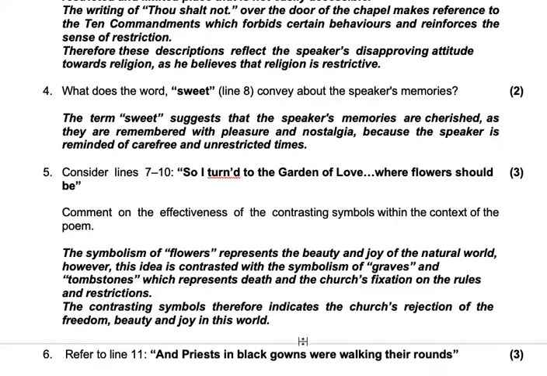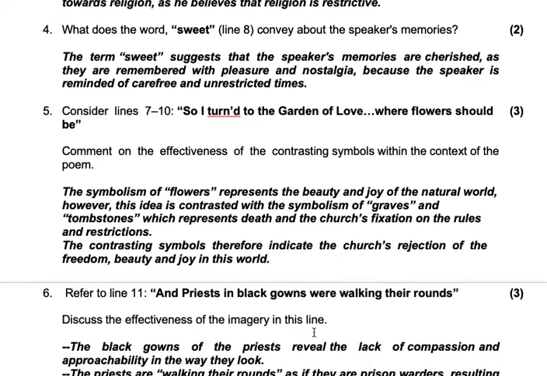However, this idea is contrasted with the symbolism of graves and tombstones, which represents death and the church's fixation on rules and restrictions. Right? The contrasting symbols therefore indicate the church's rejection of freedom, beauty, and joy in this world. Okay, so I hope I explained to you effectively what is going on in that question. Perhaps you want to rewind and recap on what I've said, if it still doesn't make sense.